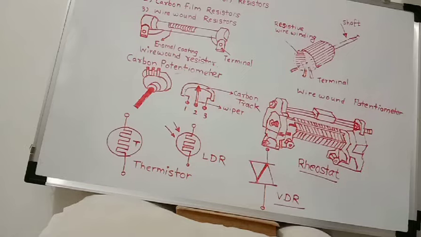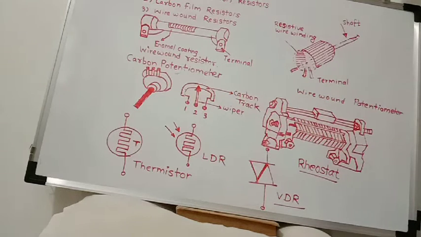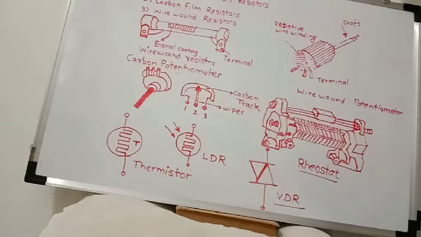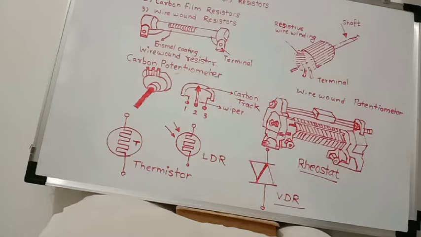These variable resistors or potentiometers are available in two types: linear type potentiometer and log type potentiometer. In a linear type potentiometer, the resistance varies at a linear rate. Suppose this shaft is rotated for 10 degrees, then it gives 100 ohm resistance. Then at 20 degrees, it gives 200 ohm resistance, like this.